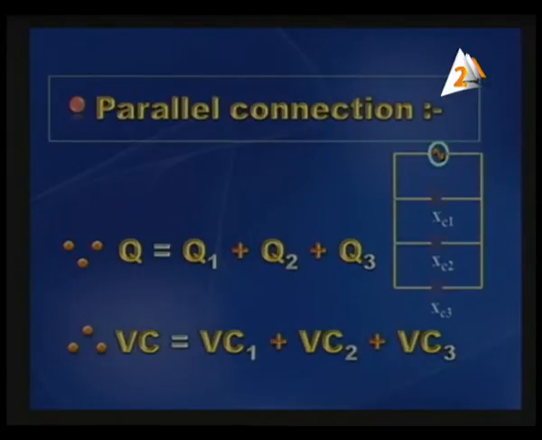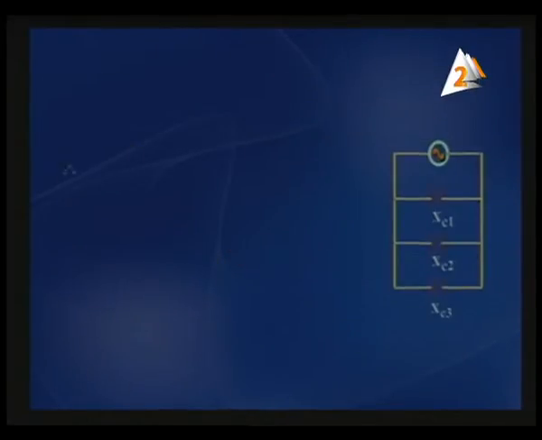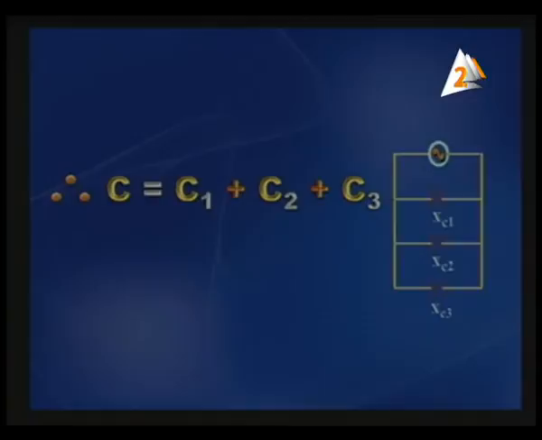And what if they are connected in parallel? Q is equal to Q1 plus Q2 plus Q3. So VC is equal to VC1 plus VC2 plus VC3. So we can say total capacitance equals C1 plus C2 plus C3 when they are connected in parallel.